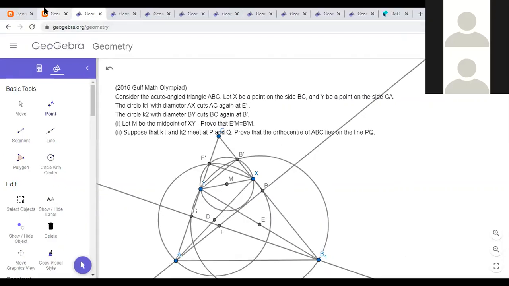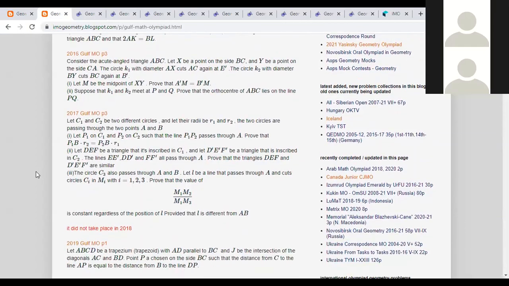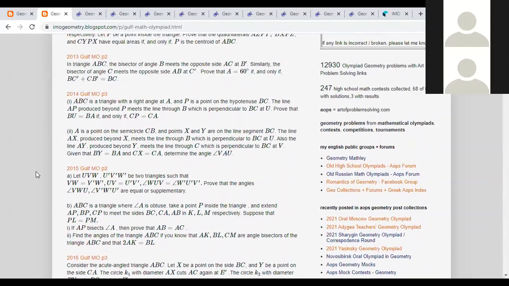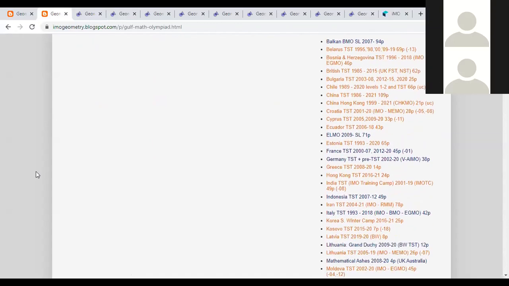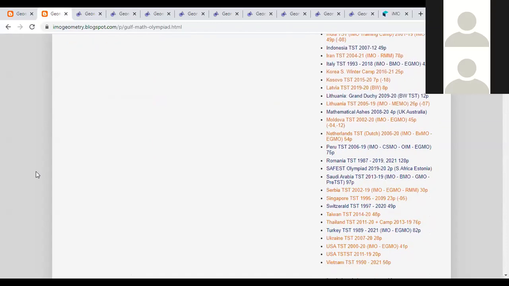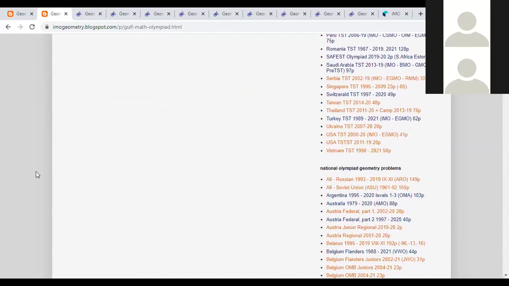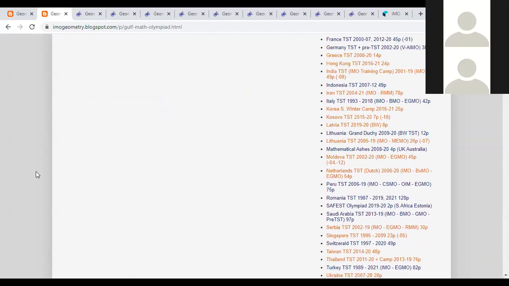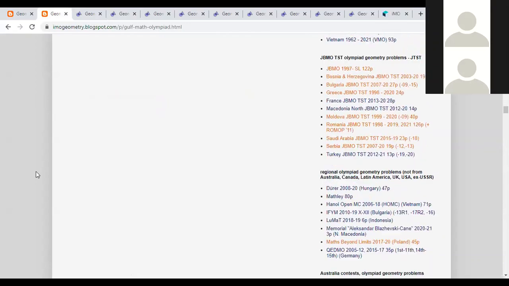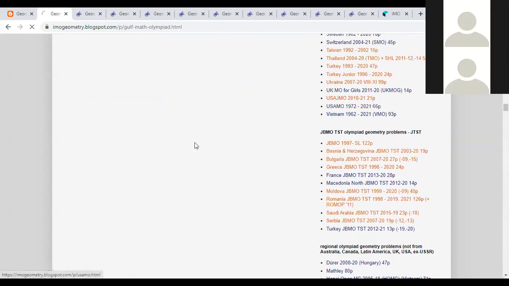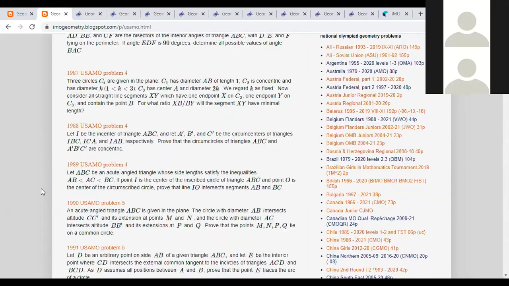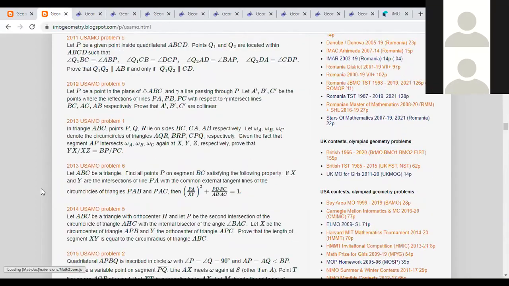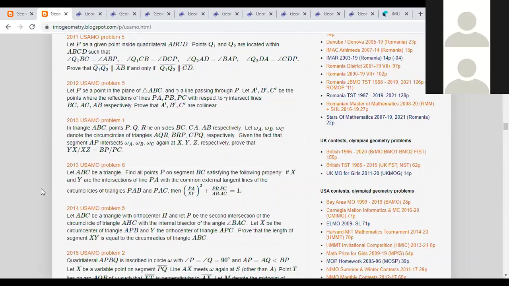Okay, so this problem was too easy. Let's see if we can find a harder one. What's a good contest? Let's see. You want to try an old USAMO problem? Yeah, the new ones are going to be really hard, but let's see.